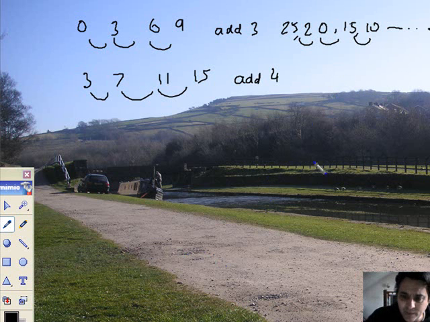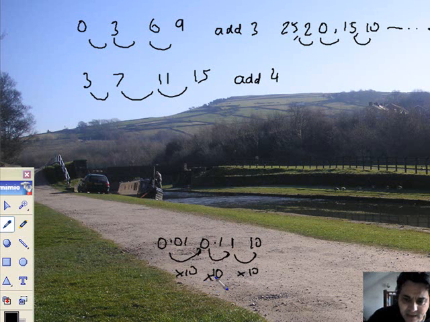Now here's a nice little one. I'll put it down here because I've got all these hills in the way. I've got 0.01, 0.1, 1, and 10. Well, look very carefully. I'm multiplying by 10. 0.1 times 10 is 1, and 1 times 10 is clearly 10. So the term-to-term rule, going from left to right, is multiplied by 10. Alright, that's that one.